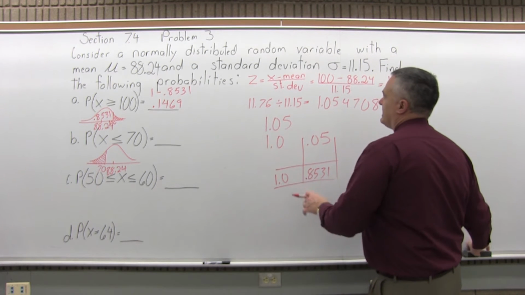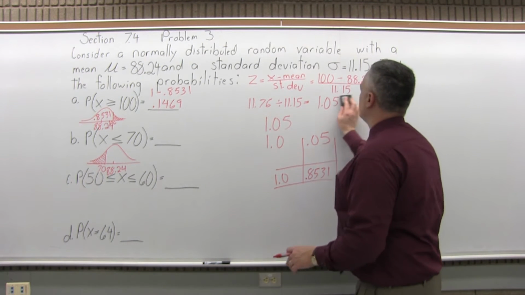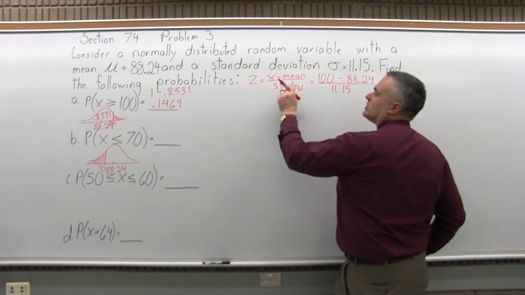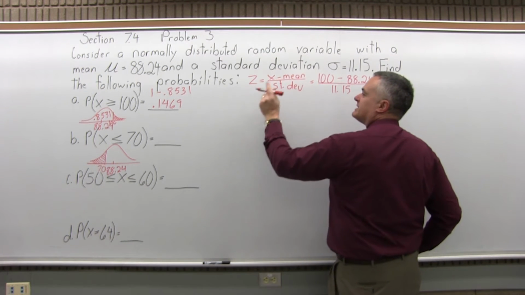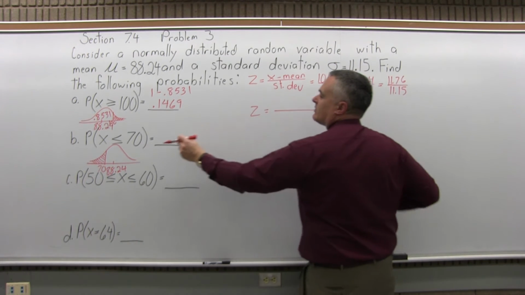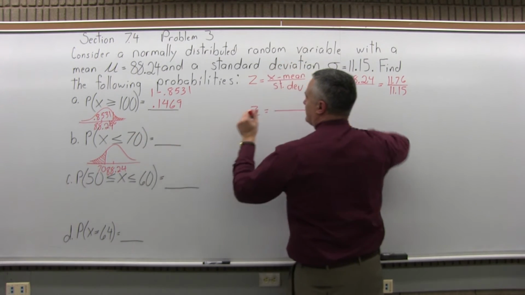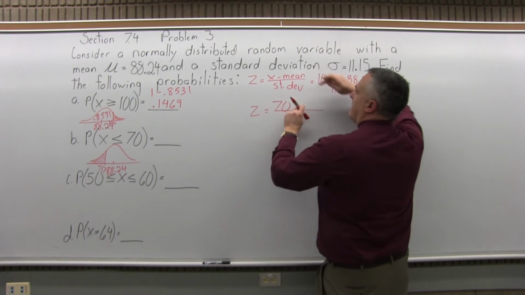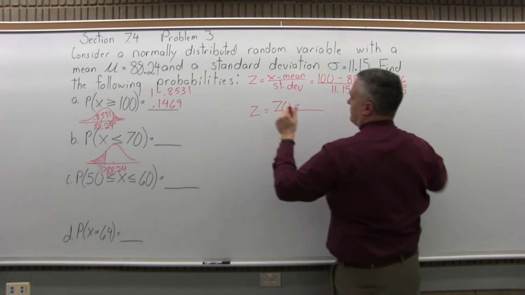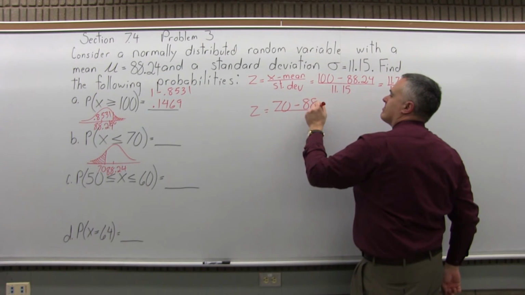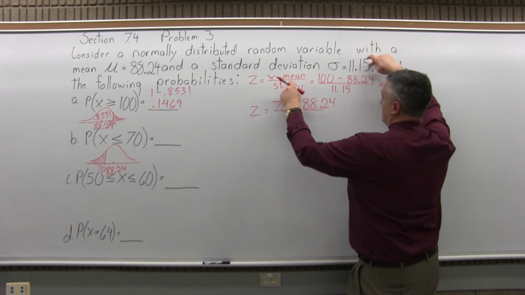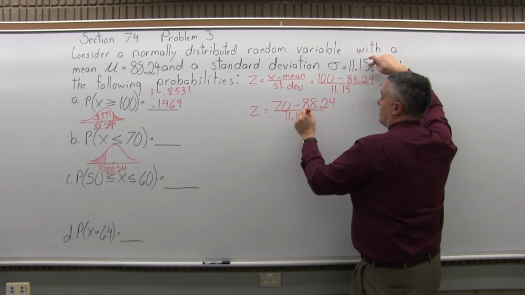Now, because of all the decimals, instead of using too much space on the board, I'm going to make a little room underneath. So now I'm going to use my z-score formula for the 70. So z equals x, the number to convert to a z-score is 70, minus the mean, still 88.24, over the standard deviation, still 11.15.